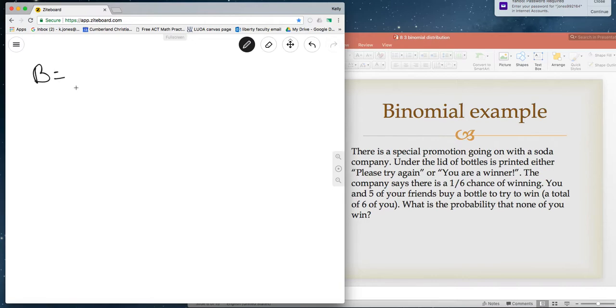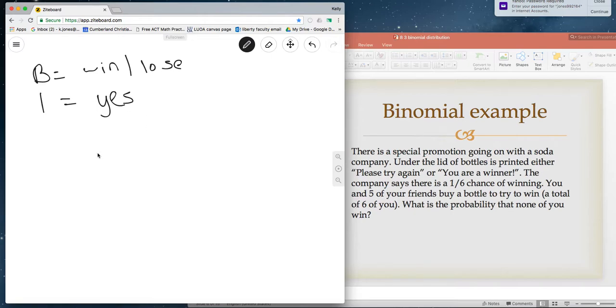Is it, first of all, binary? Do you have two options? Yes, because you could either win or you lose. Those are the two options. Is it independent? We're going to say yes.